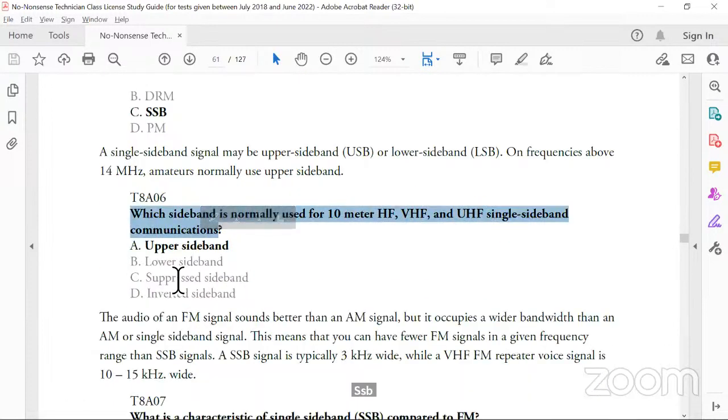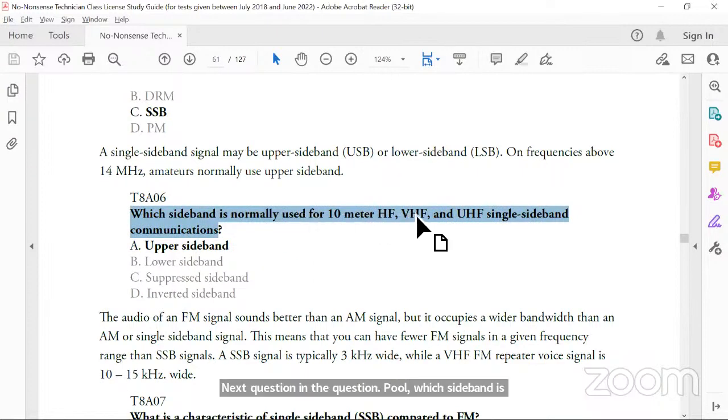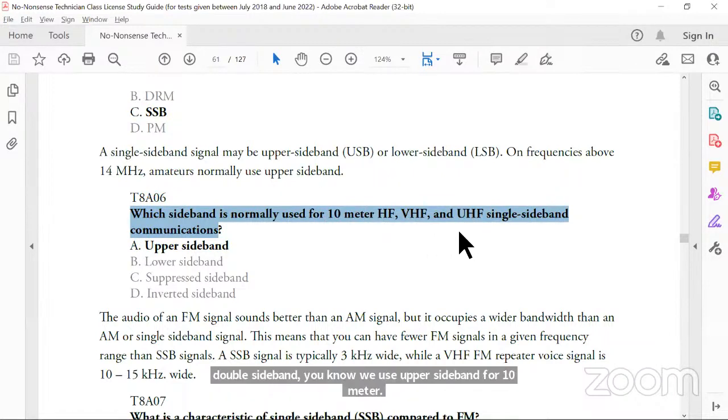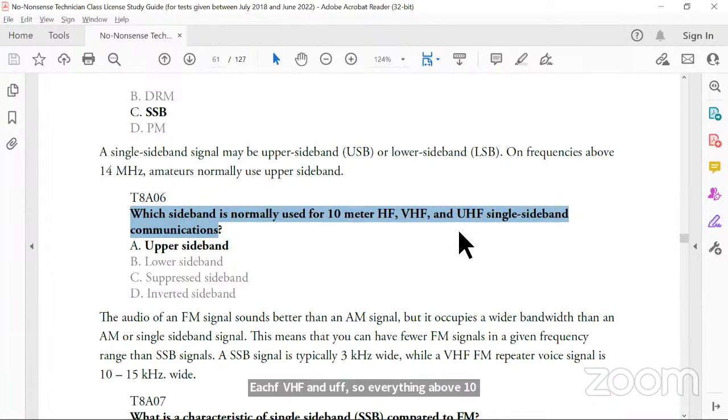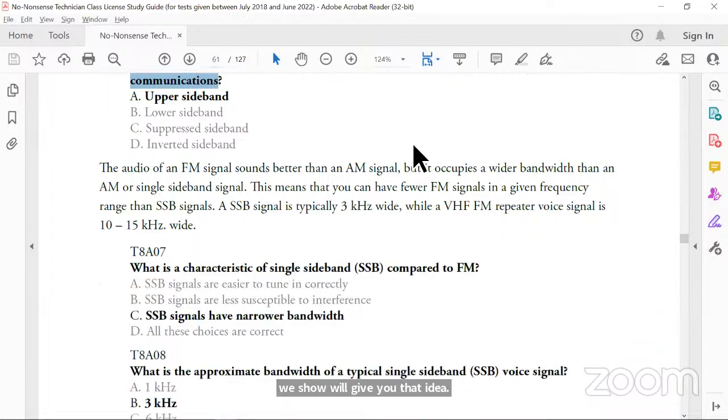Next question in the question pool. Which sideband is normally used for 10 meter HF, VHF, and UHF single sideband communications? So they're asking us, is it lower sideband, upper sideband, double sideband? We use upper sideband for 10 meter HF, VHF, and UHF. So everything above 10 megahertz, right? We are using upper sideband. Lower sideband is anything below 10 megahertz and below. That little diagram that we show will give you that idea. So it's USB or upper sideband for 10 meter HF, VHF, and UHF.